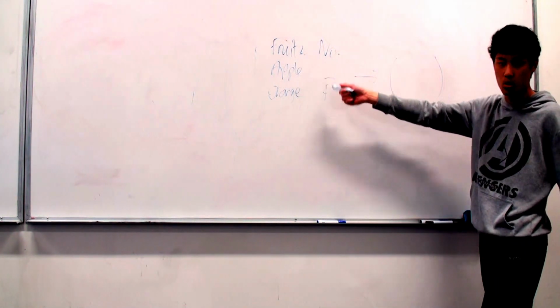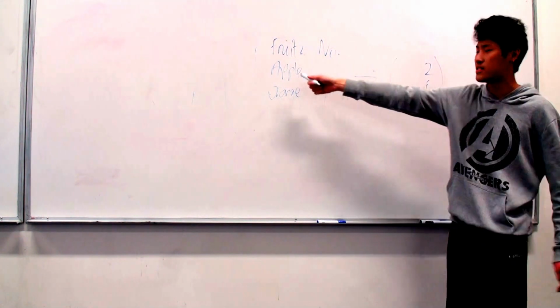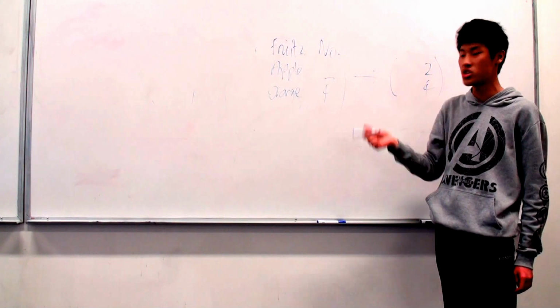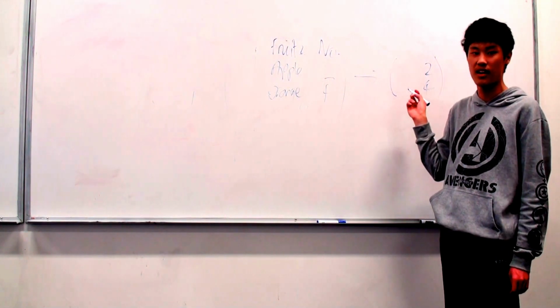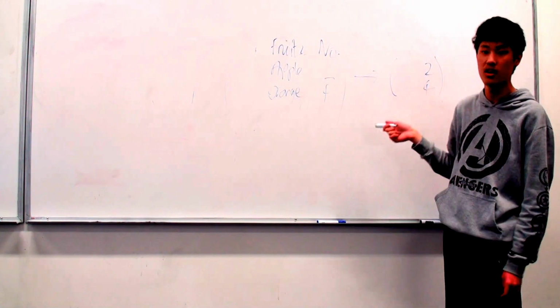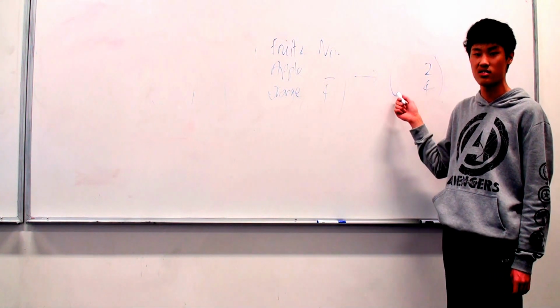We obviously know that the 2 and 4 is fine. But what do we do with this apple and orange? Do we just write apple and orange? That's not a matrix, right? These have to be numbers. What are we going to do? Does anyone have any suggestions?